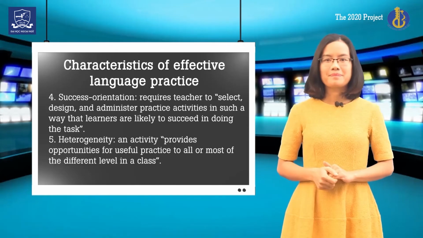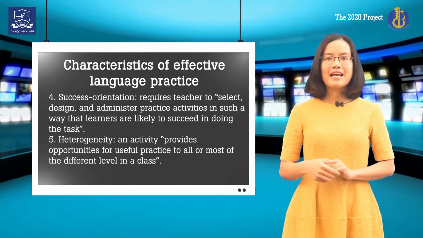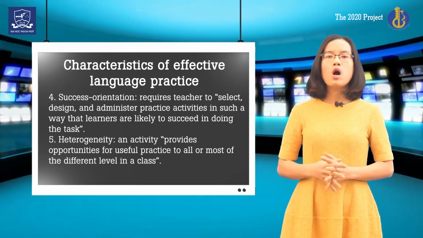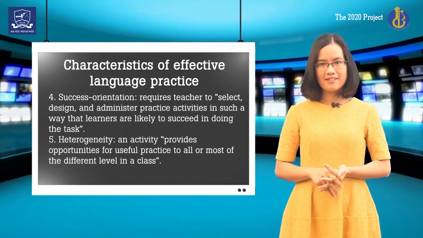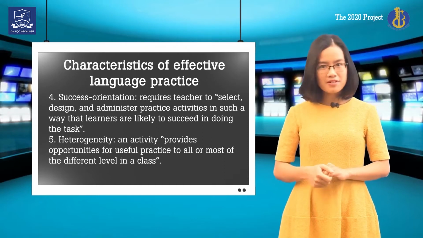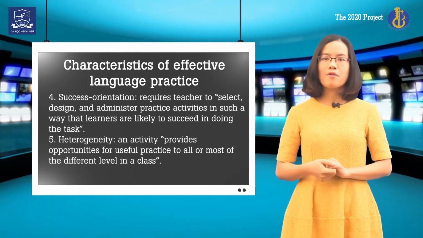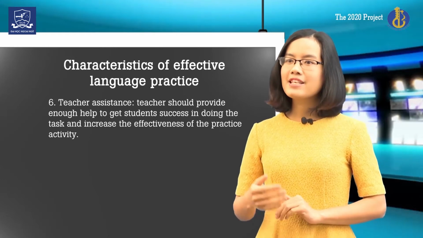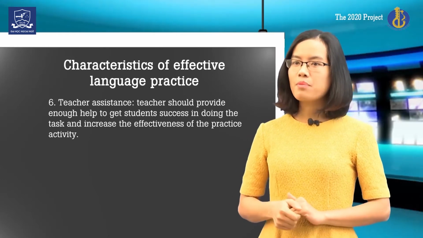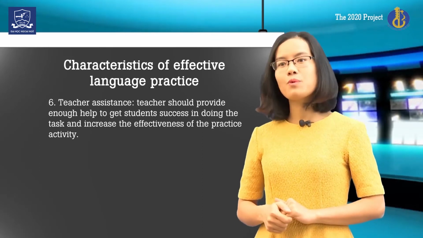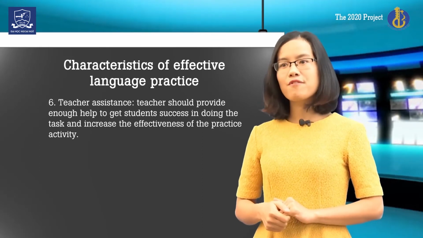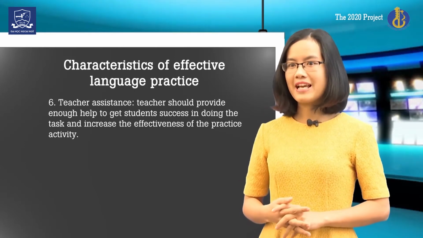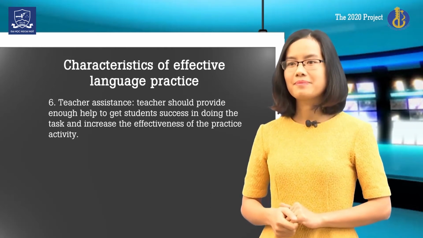The fifth feature states that an activity provides opportunities for useful practice to all or most of the students in the class. It aims at the majority of students getting the benefits out of the activity. Now, coming to the next feature. This feature states that an activity provides opportunities for useful practice to all or most of the different levels in the class. It aims at the majority of students getting benefits out of the activity.